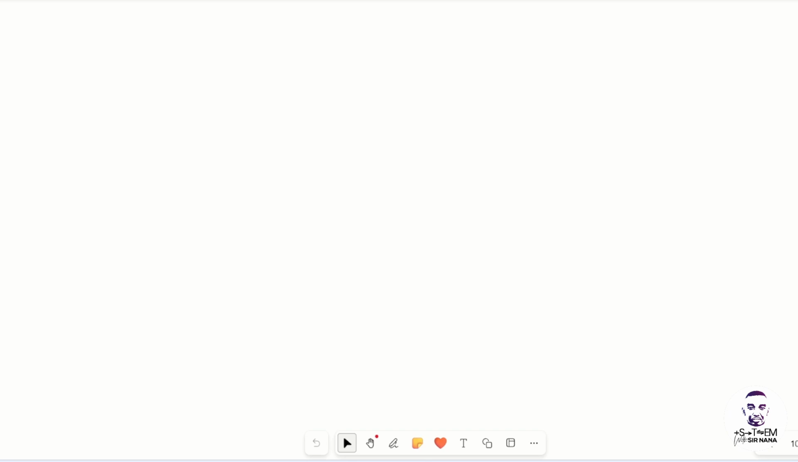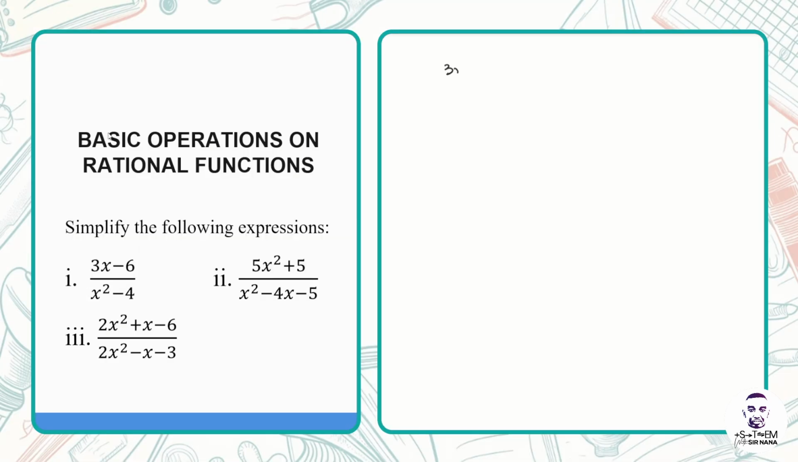Now let's look at how we can solve these questions. To solve these questions, let's consider the first part of the question. The first part says we have 3x minus 6 all over x squared minus 4. When we consider the numerator part, we can factorize 3 out. So when we factorize 3 out, we get 3 times x minus 2. When we multiply 3 times x, it gives us the 3x here. When we multiply 3 times 2 with the negative, it gives us the negative 6 here.